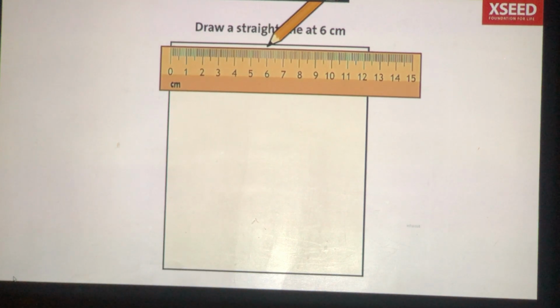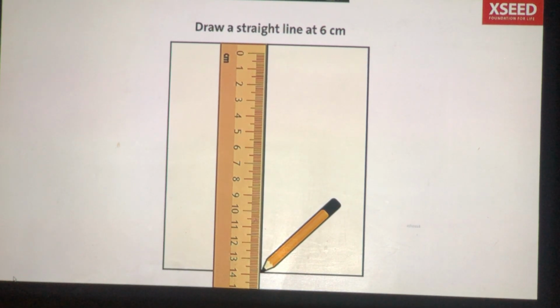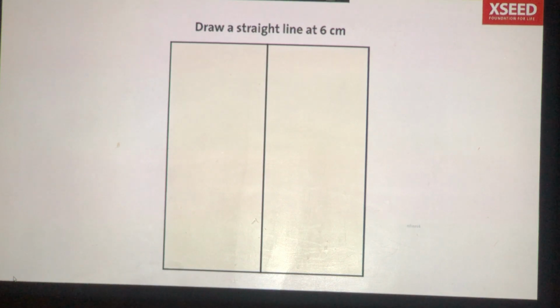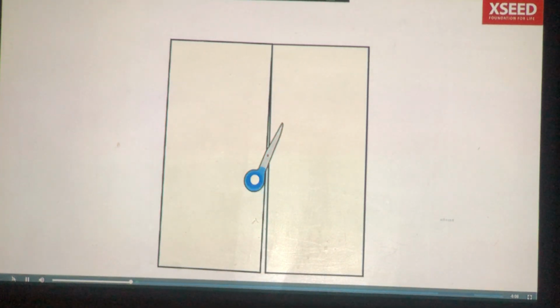On a sheet of paper, mark a point at 6 centimeters using a ruler. Draw a vertical line from the point till the end of the sheet, like this. Cut along the drawn line. You will get 2 long strips of paper.